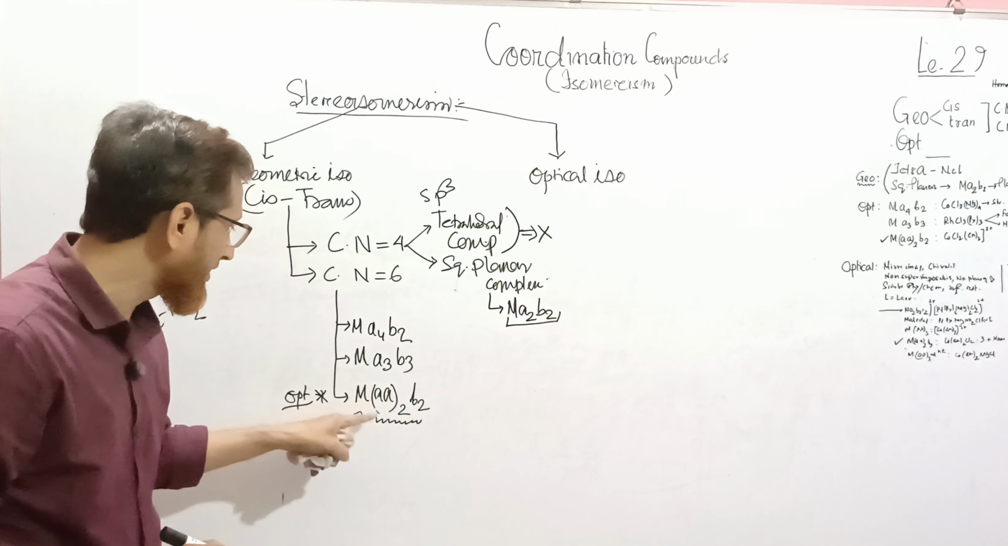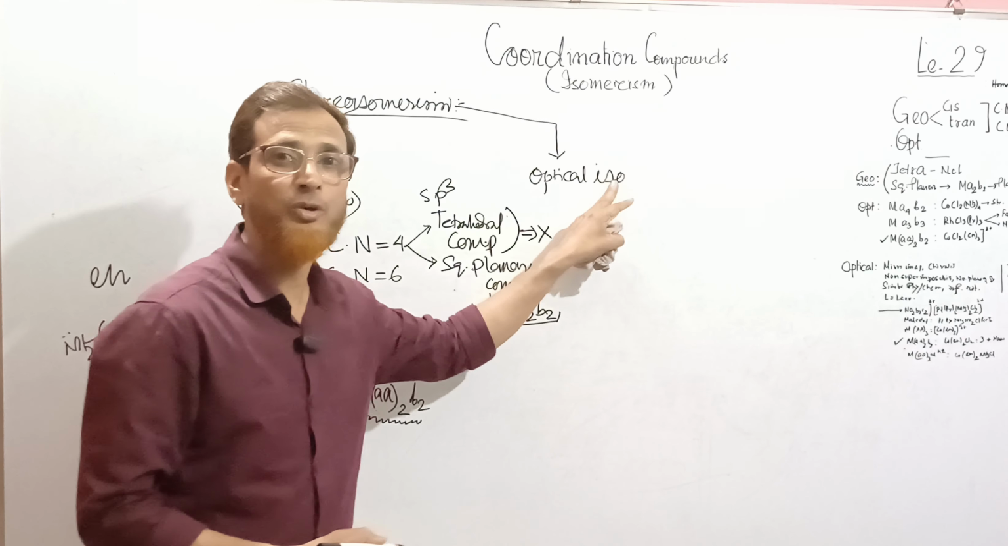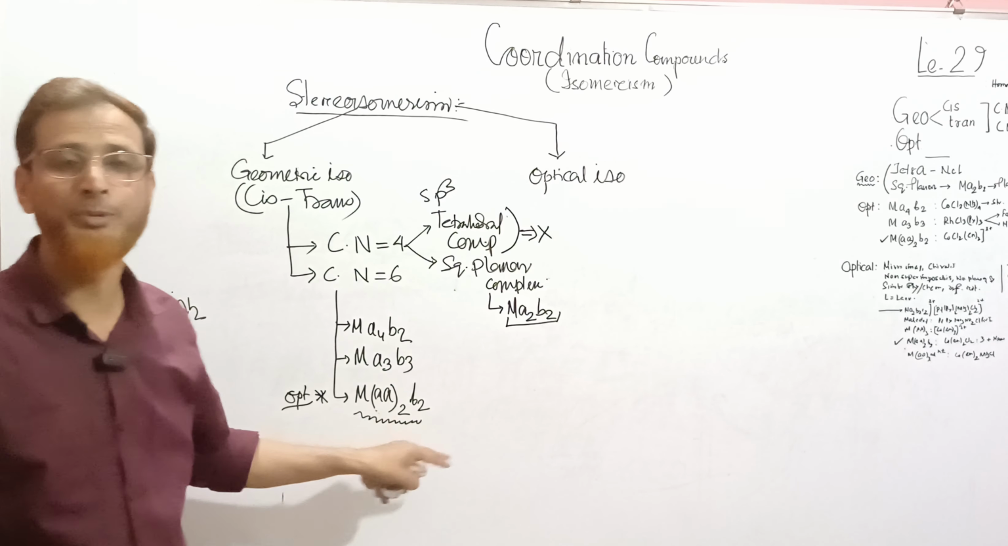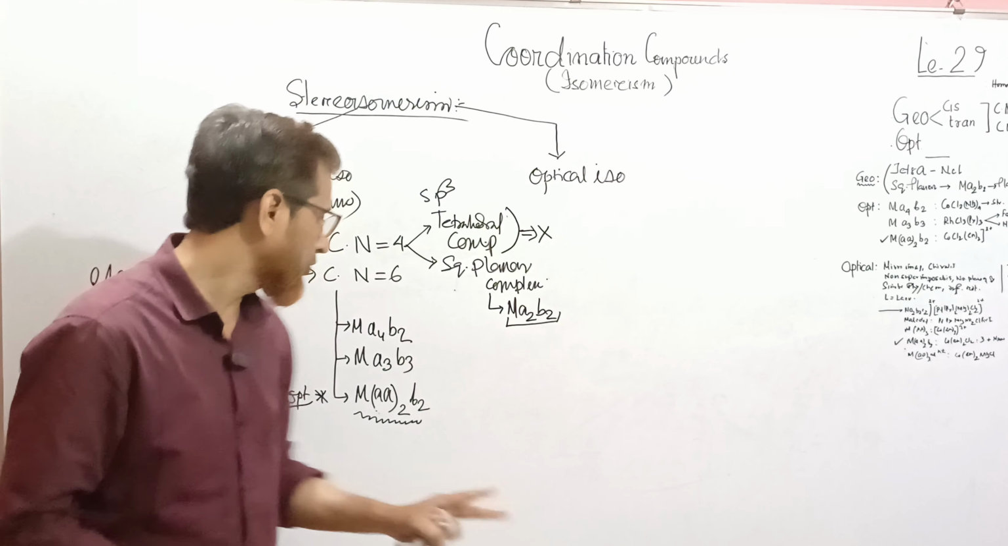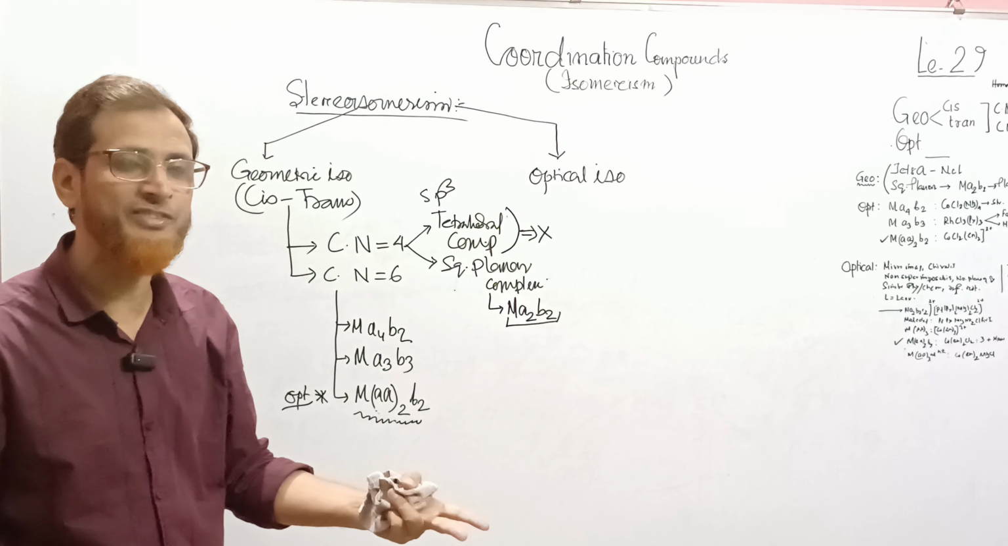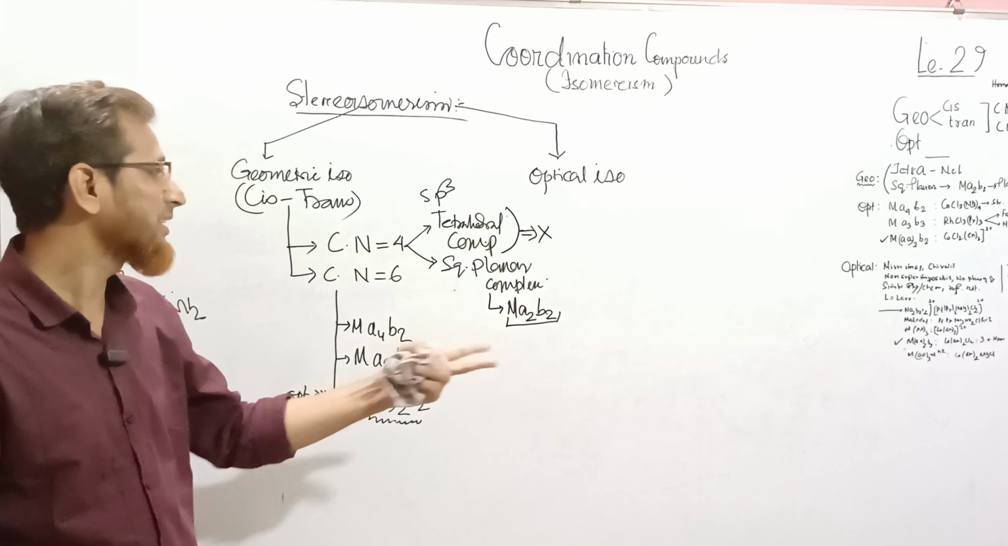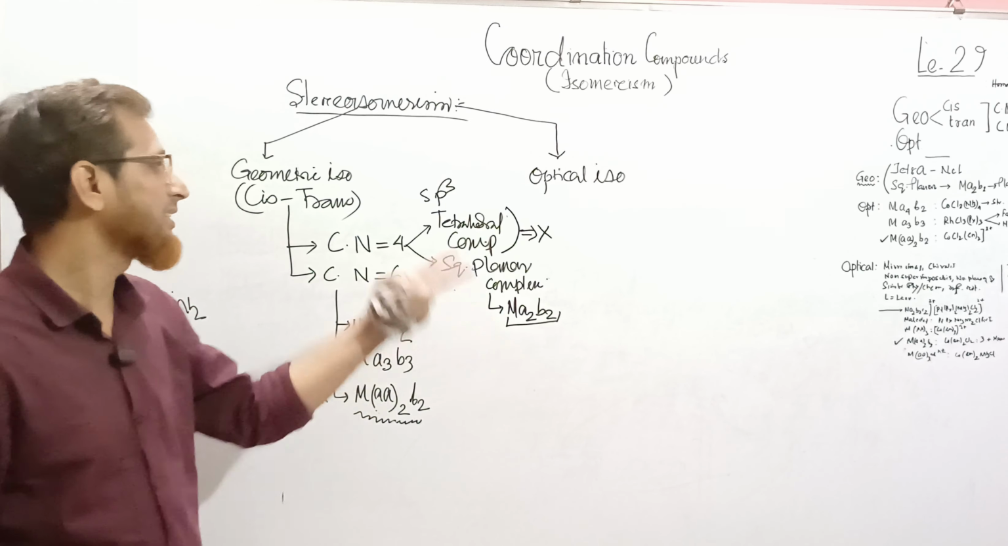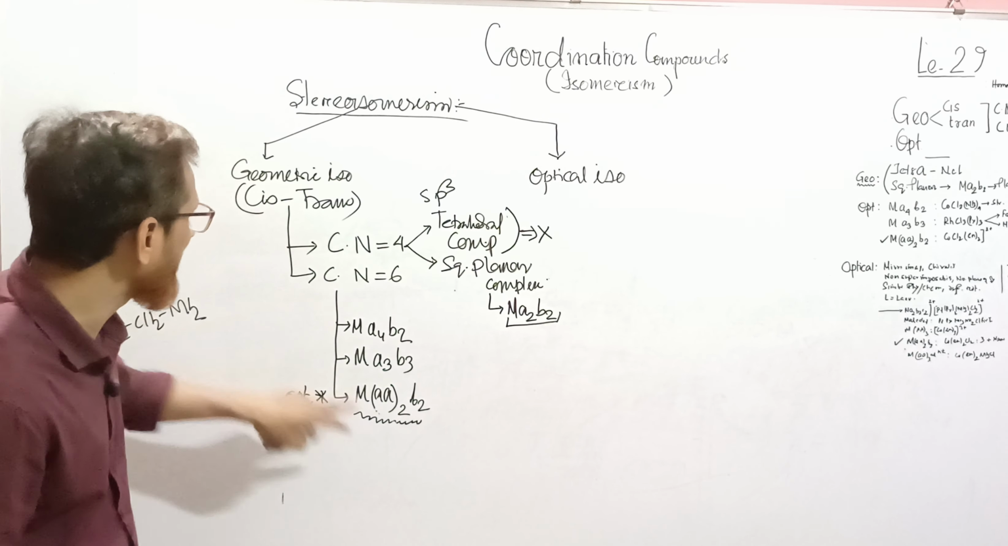M(AA)2B2 will give you 2 geometrical isomers: one is cis, other is trans. And in optical isomerism, we will see it gives another 2. So it will give 4 types of isomerism. And in a more advanced, critical way, if 5 is given in the options, I can say that there is one meso form. Meso form means optically inactive. But in most books it is not mentioned. So it gives 2 geometrical isomers.